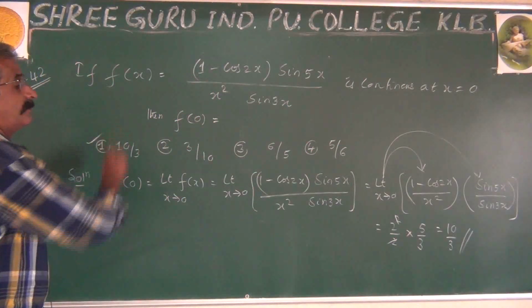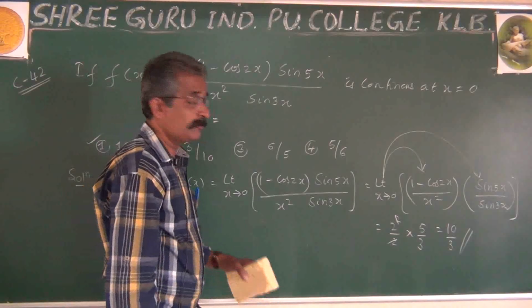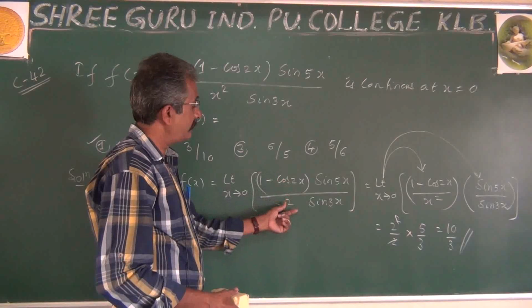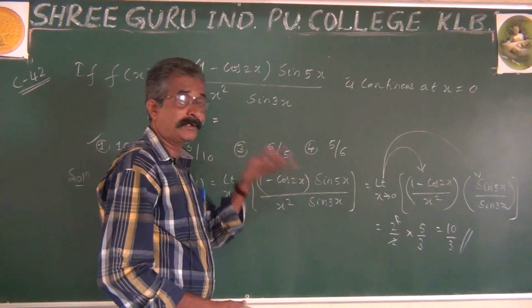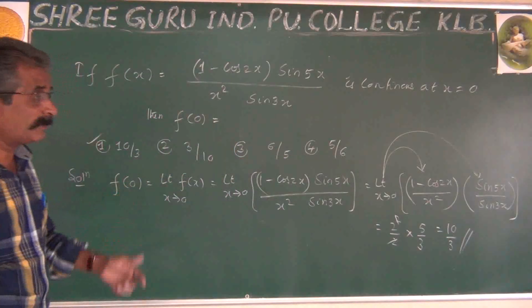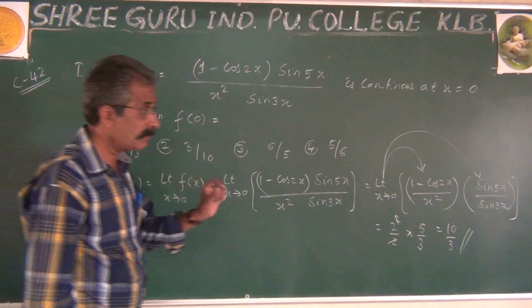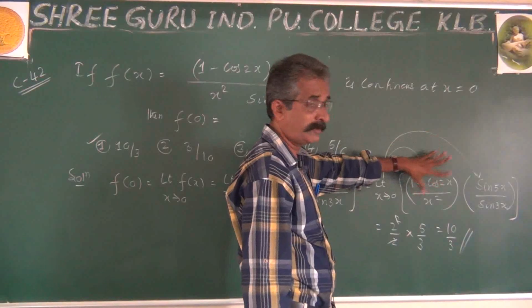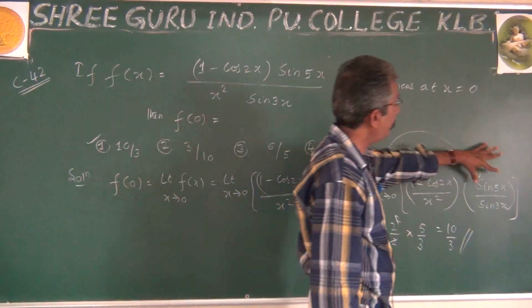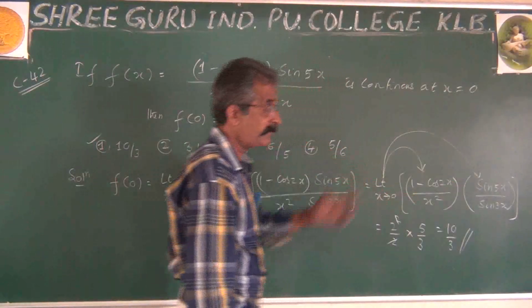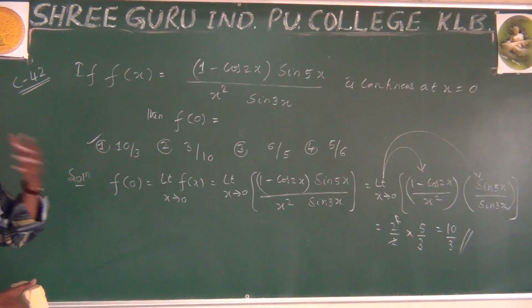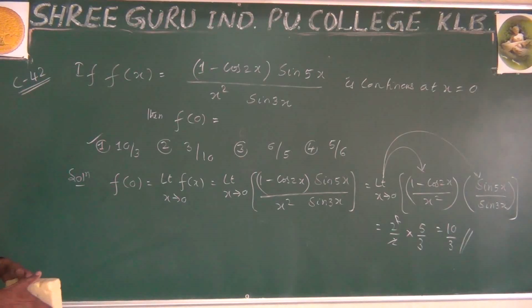First option. And if you applied L'Hospital rule, you will be in trouble because you have to apply the product rule here, here also the product rule, and again it may continue in 0 by 0 form. It will be very much tedious. However, we have shortcut methods from the last class: 1 minus cos mx by x square is m square by 2, and sin ax by sin bx is always a by b, whenever the limit is tending to 0. So we have used shortcut methods here. Next question.